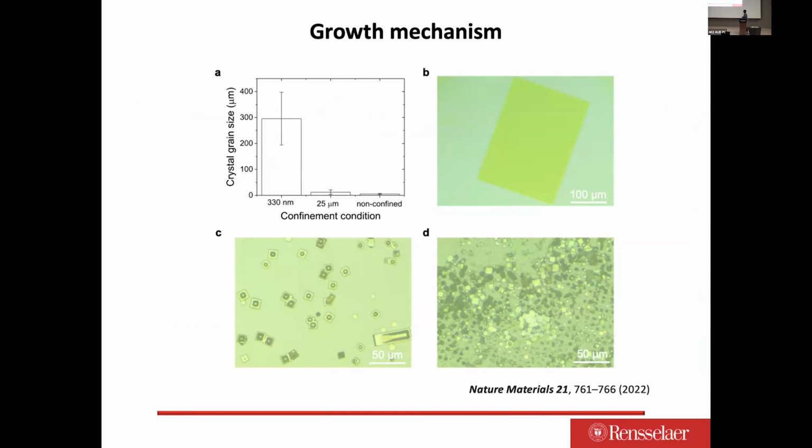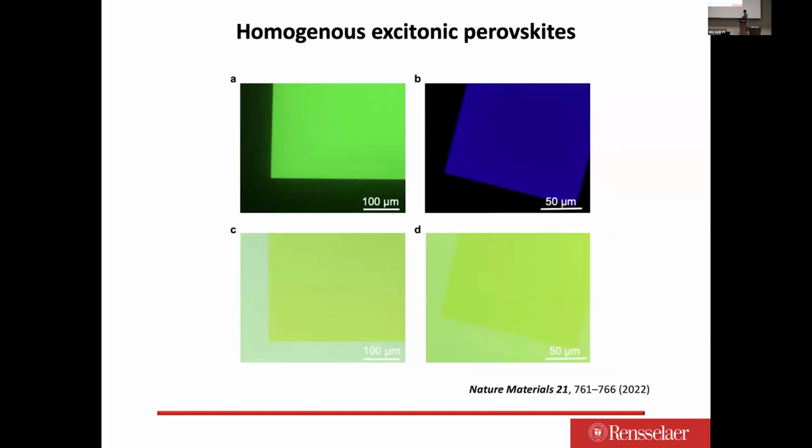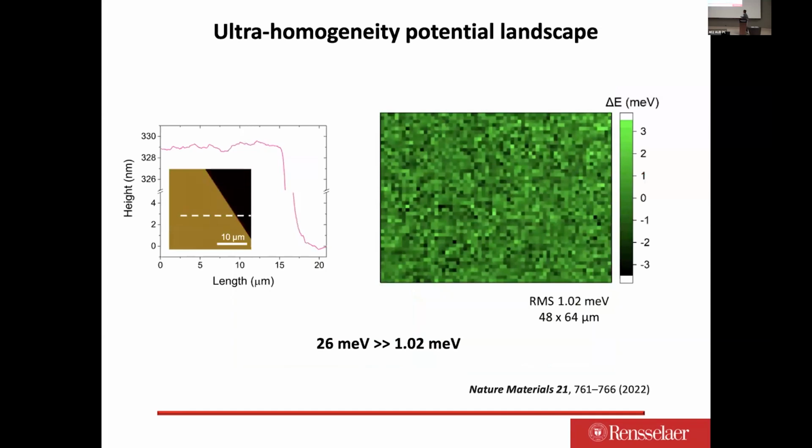The science behind it: if you don't have confinement, you have a lot of nucleation happening in the liquid. But with confinement, you have limited nucleation. They tend to grow bigger single crystals instead of small crystals. If you characterize the film under a UV lamp, you see homogeneous photoluminescence, with sizes of hundreds of microns to sub-millimeter, and you can do spatial light patterning and all kinds of patterning with it. The ultra-homogeneous potential landscape we can also characterize with AFM by opening the cavity, and we see sub-lattice-level height variation.